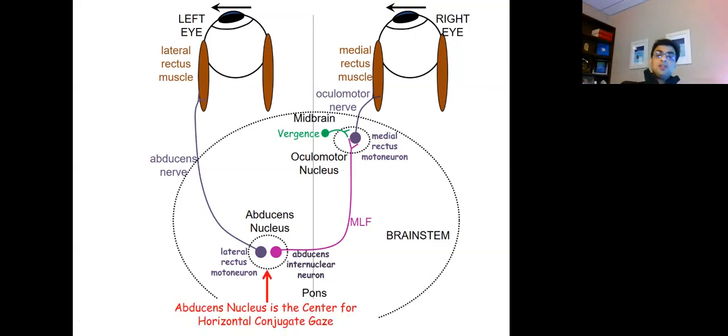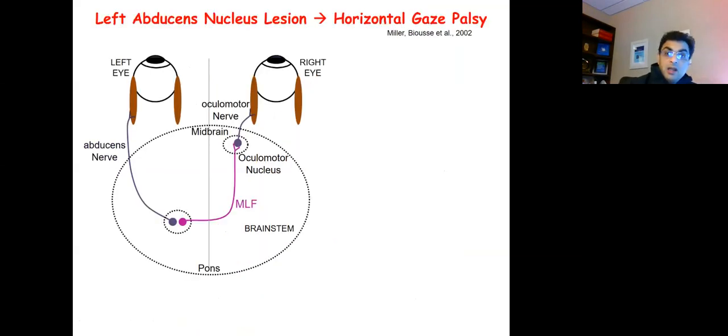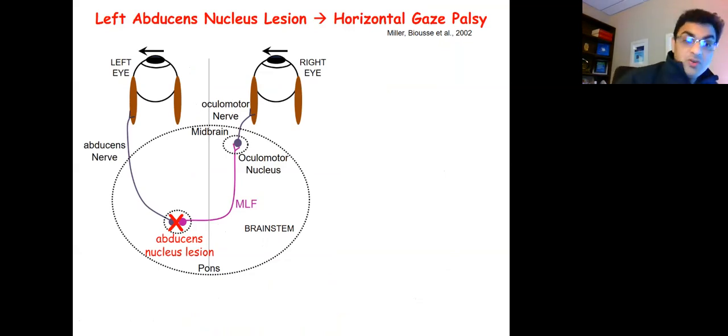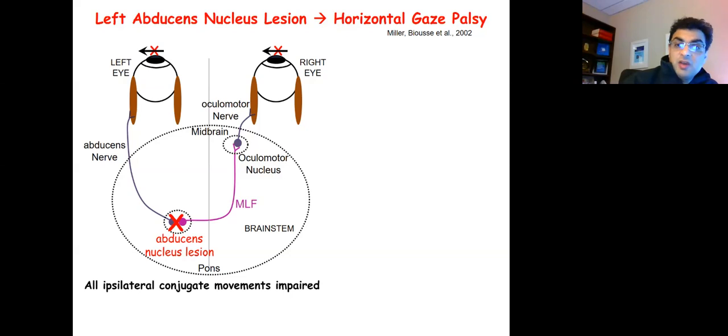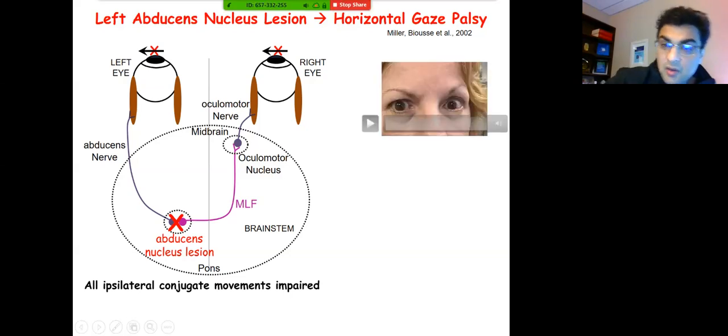So the abducens nucleus is the center of horizontal conjugate gaze. What that means is when you activate the abducens nucleus, both eyes move in the same direction, either to the left or to the right. And let's say if you have a lesion in the abducens nucleus, then your eyes cannot move to the ipsilateral side. So this is a video which we got from Nancy Newman and Val Biousse.